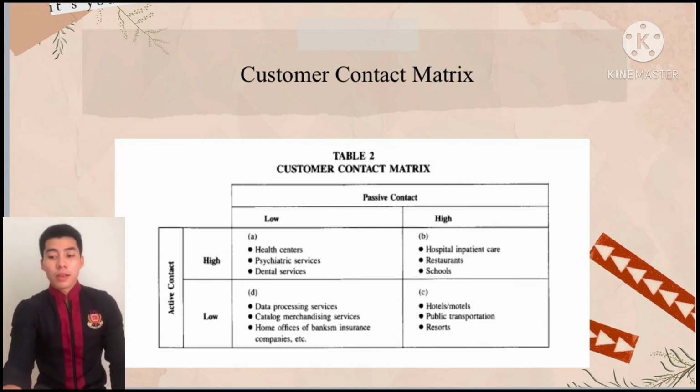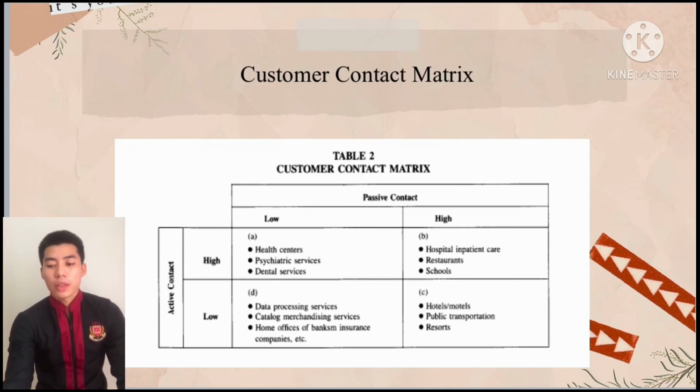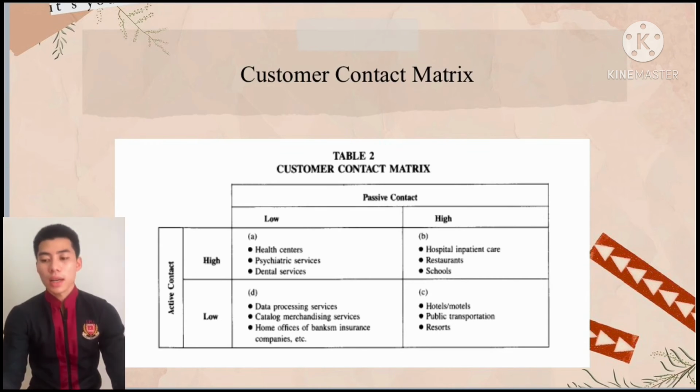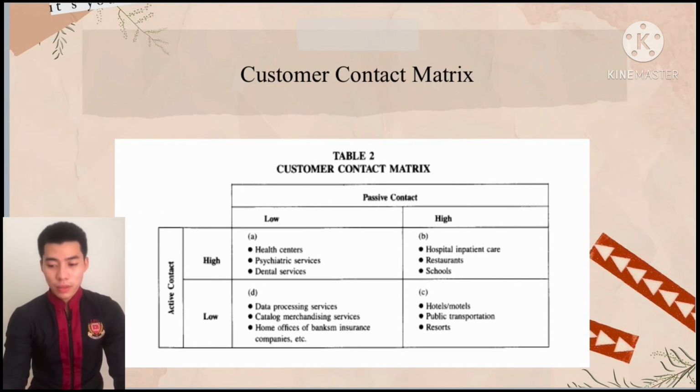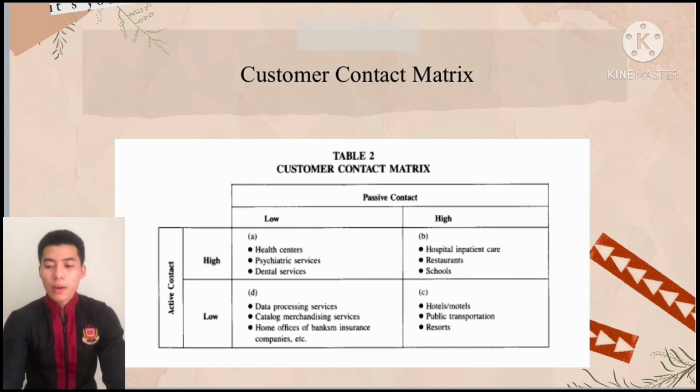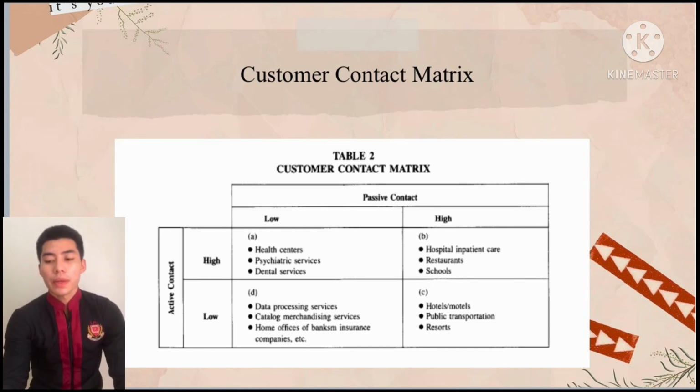And next is cell B. Cell B shows the combination of high active and high passive contact. High active contact, this type of service suggests that customer interaction with the service provider should be high enough to meet the special needs of the customer with the form of customization. However, such services also require that the customer perform certain activities without interacting with the service providers, even though the performance of such activities may have been influenced by prior interaction.